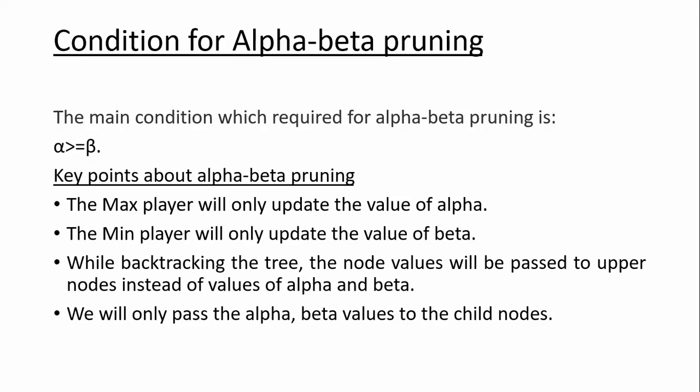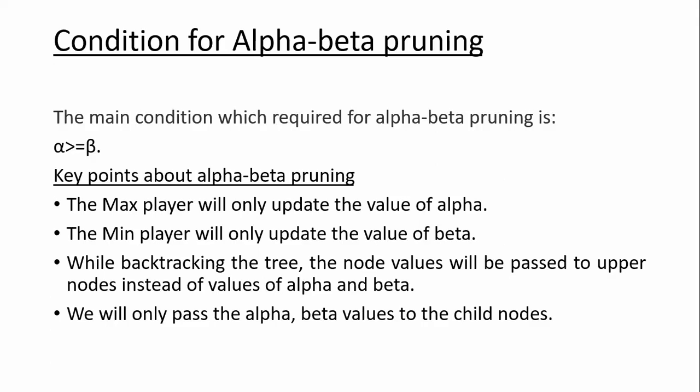What are the key points you have to remember when performing alpha beta pruning? Note it down. At the max player you only update the value of alpha. At the maximum level, which value are we updating? The maximum value. At the minimum level we are going to update the value of beta, because alpha represents the maximizer value and beta represents the minimizer value. So under alpha beta pruning, at the maximum level we update only the alpha value, and at the minimum level we update only the beta value. These are two important key points.